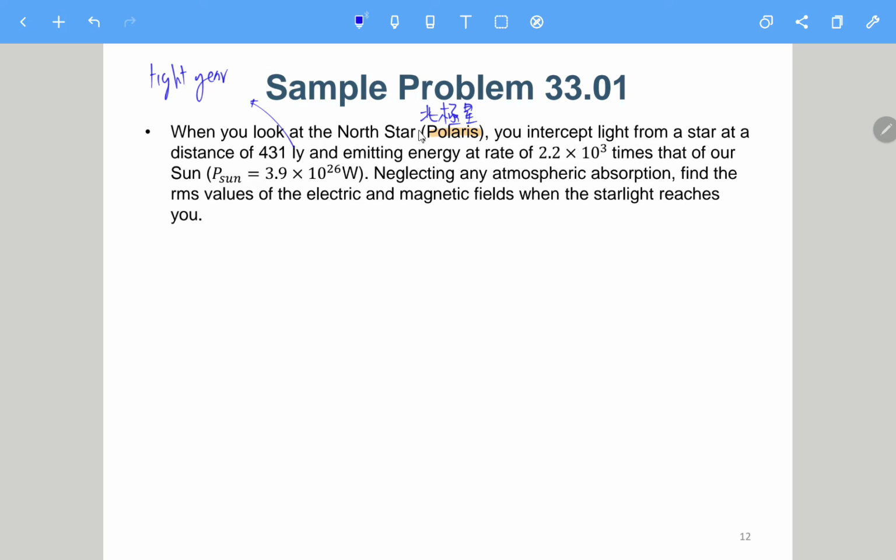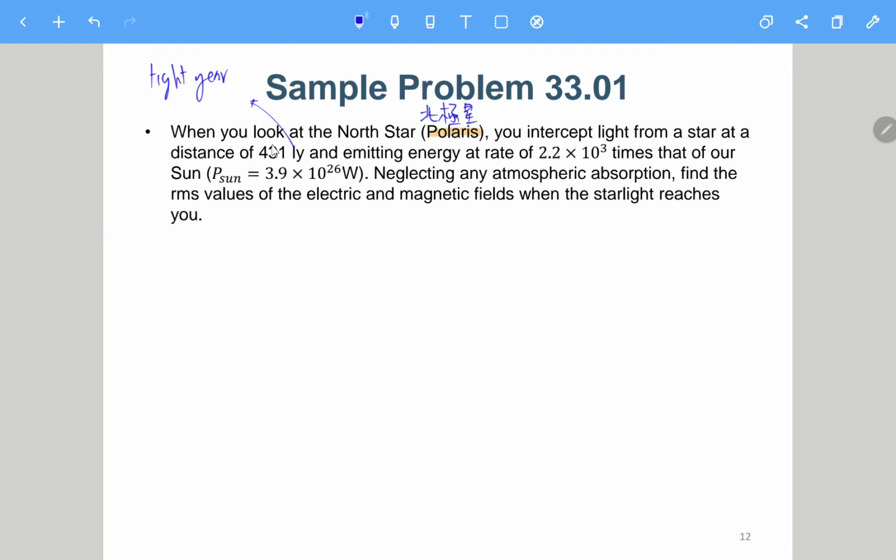Actually, the North Star is more or less close to the north on the Earth, not perfectly on the north side, but very close to it. And actually, you can see the North Star with your naked eye if there is not much cloud.